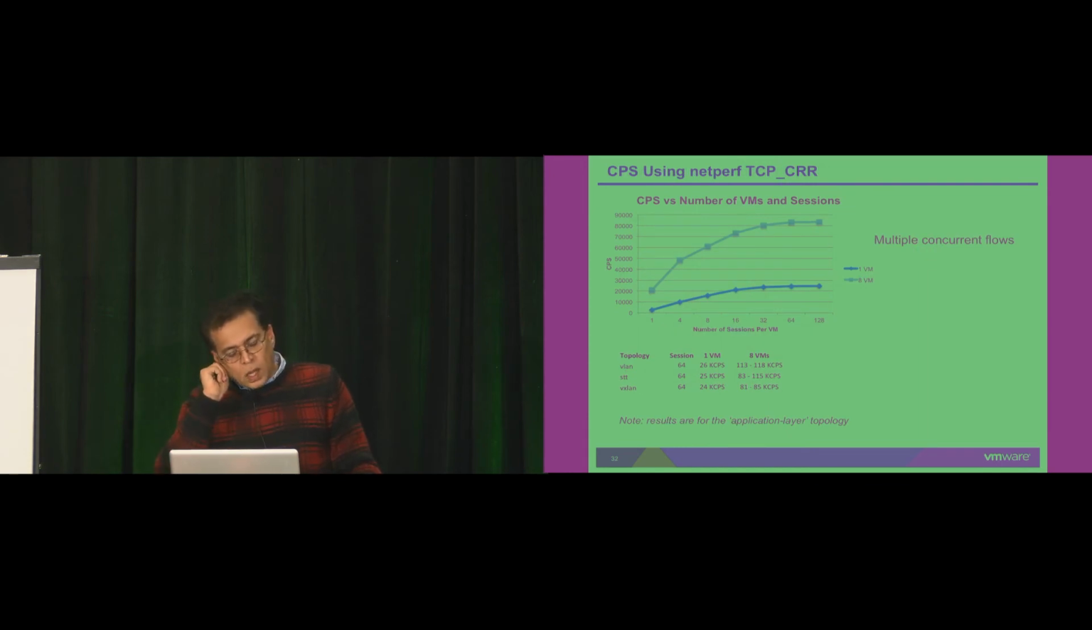For testing with multiple concurrent connections, netperf TCP-CRR is a good test. Here we show the netperf TCP-CRR numbers with 1 VM and with 8 VMs. You can see it's about 26,000 CPS with 1 VM, and with 8 VMs, it's about 110,000 CPS. Connections per second. It opens a connection, sends a byte, and then closes down the connection.